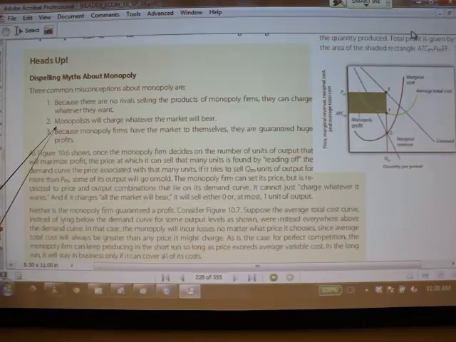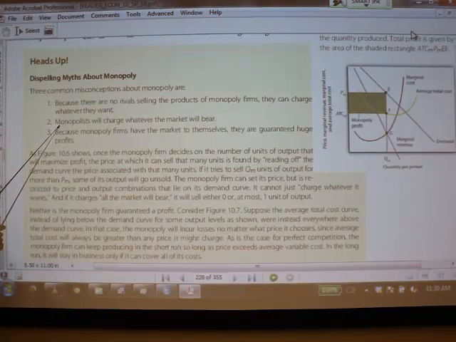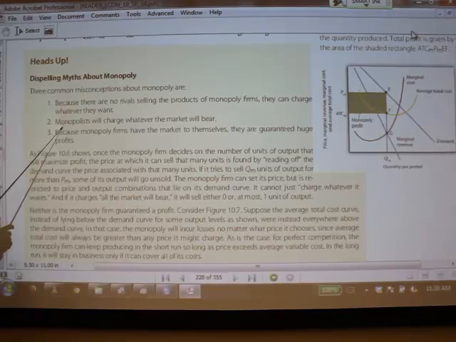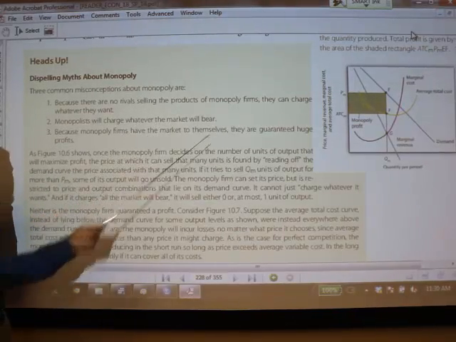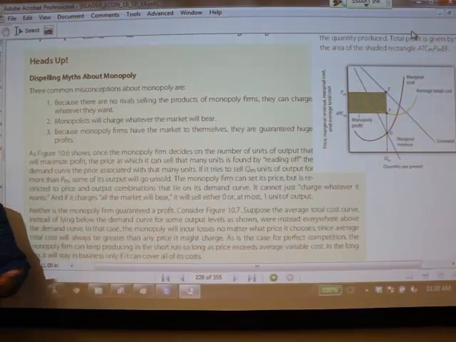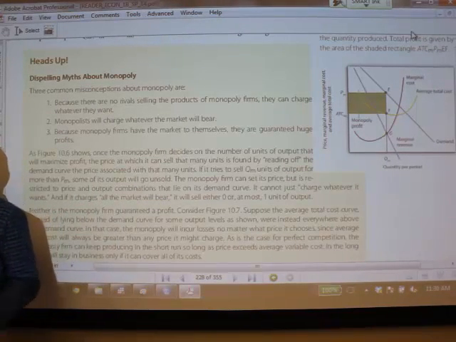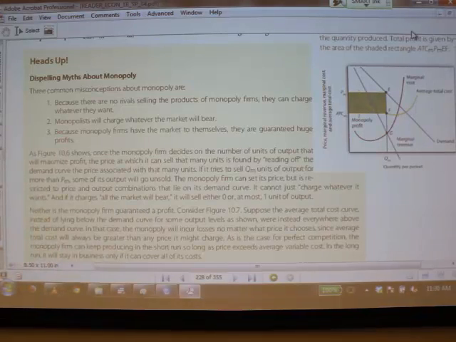Now, I disagree with number 2. Because actually, and I've said this already a couple times in slightly different words, monopolists will charge whatever the market will bear, right? They actually will charge whatever consumers are willing to pay. So, frankly, I would just cross this off as saying it's incorrect.